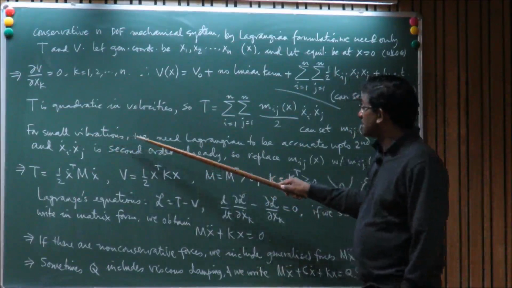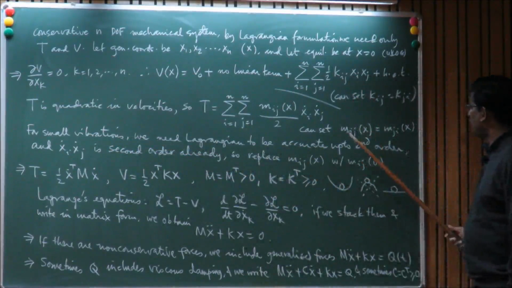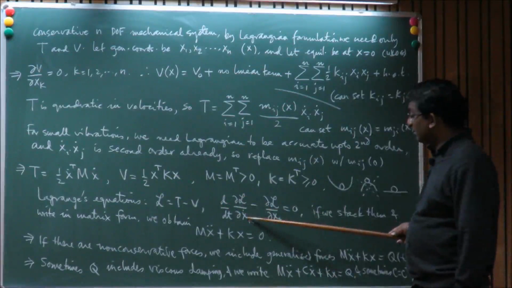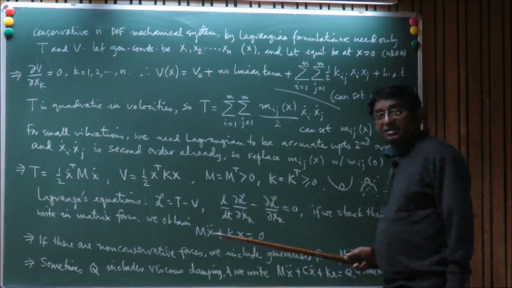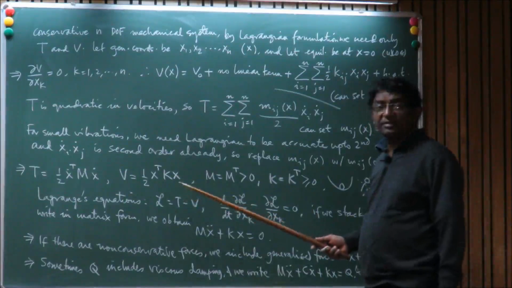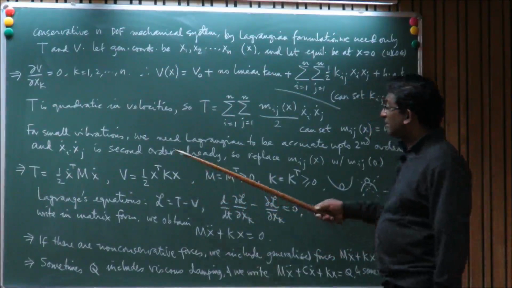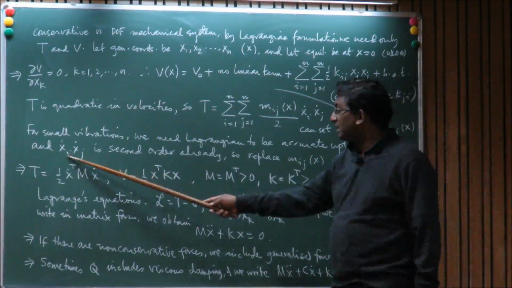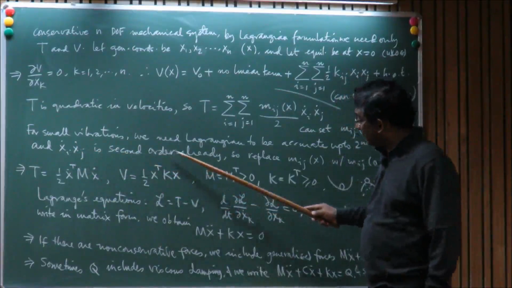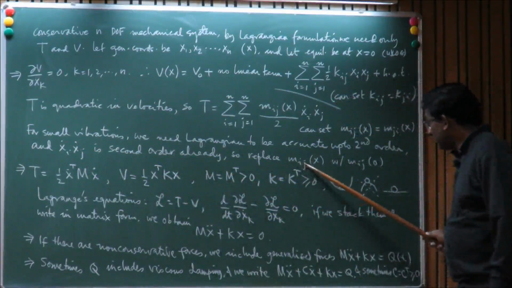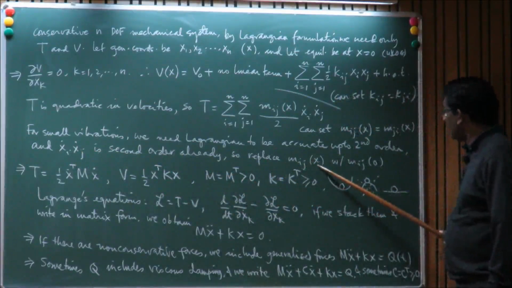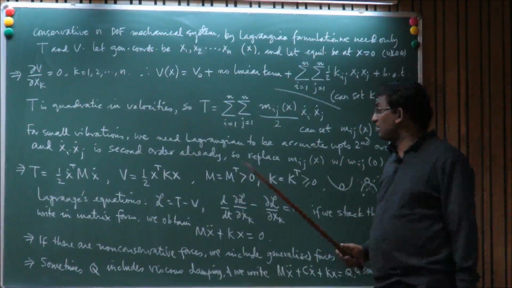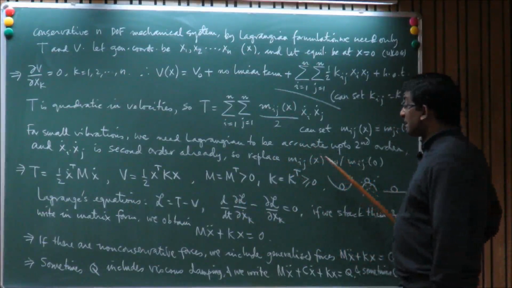Then we note that for small vibrations we need the Lagrangian to be accurate up to second order only, because in the Lagrangian, ∂L/∂x dot, second order becomes first order, and ∂L/∂x, second order becomes first order. We want the equations correct to first order only. For this reason, we need the kinetic energy to be accurate up to second order only, and x_i dot and x_j dot is already second order. Therefore, the m_ij's dependence on x need not be retained, and we can just put the zero value. We can put m_ij at whatever it is at the equilibrium value, and then it just becomes a number.